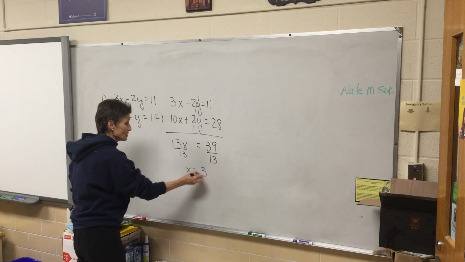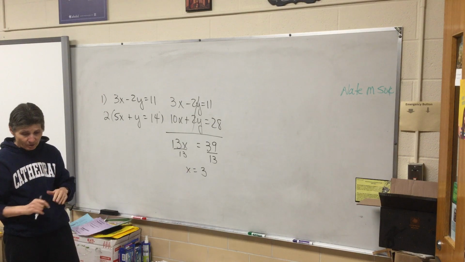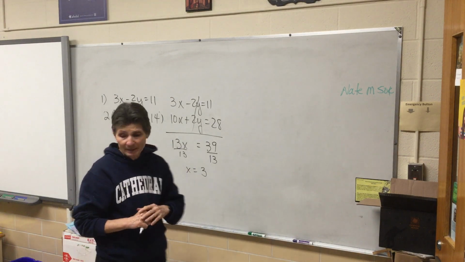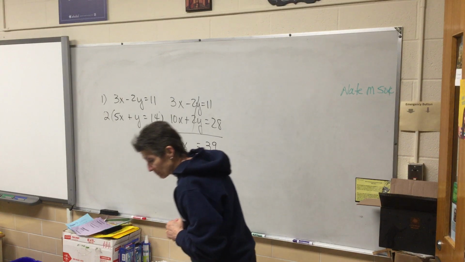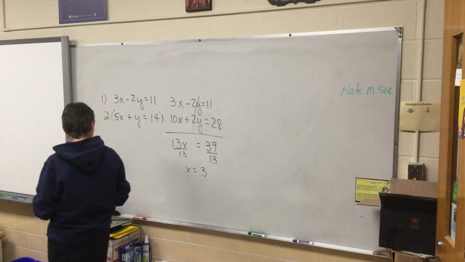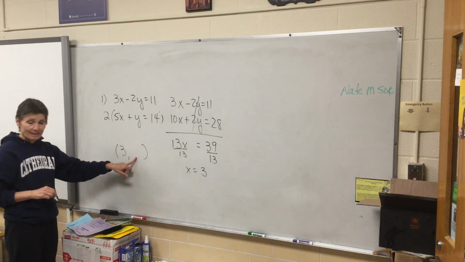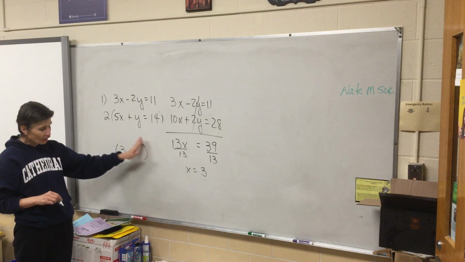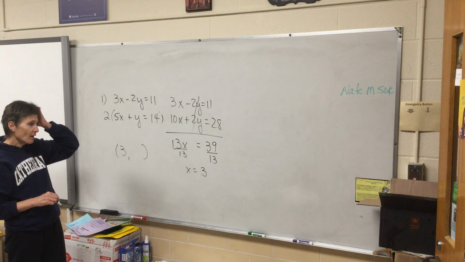So x equals 3. Now, if you stop here, you'll get partial credit, but not full credit, because you're not done, are you? No. That's x, so we still need to find our y. Remember, we write our answer like this, as a point, an ordered pair. So how do we figure out the y?